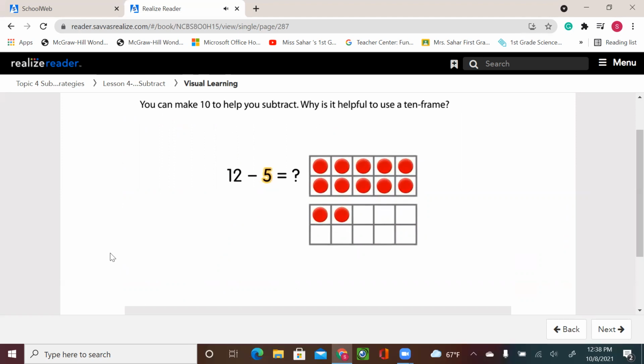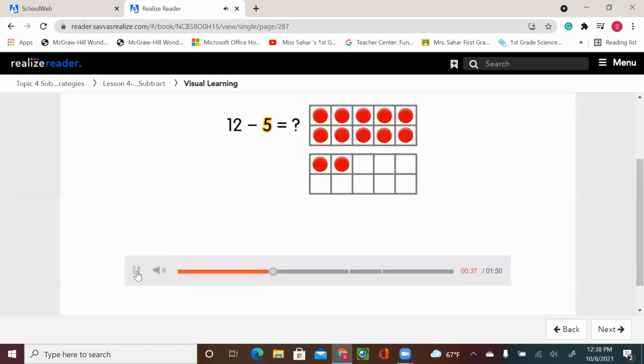Why is it helpful to use a 10 frame? Using a 10 frame makes it easier to make 10 and to find how many more counters should be taken away to subtract 5 in all. What subtraction problem do you show when you cross out two counters? When you cross out two counters, you show 12 minus 2. Two counters are crossed out to make 10. How many more counters do you need to cross out? Why?